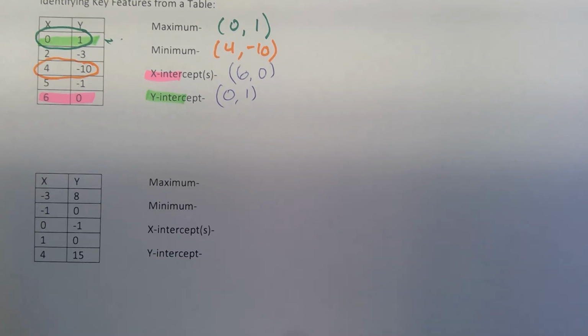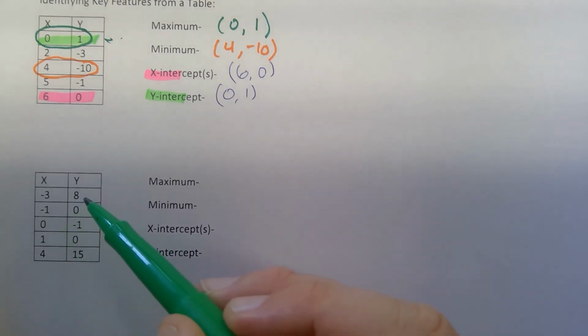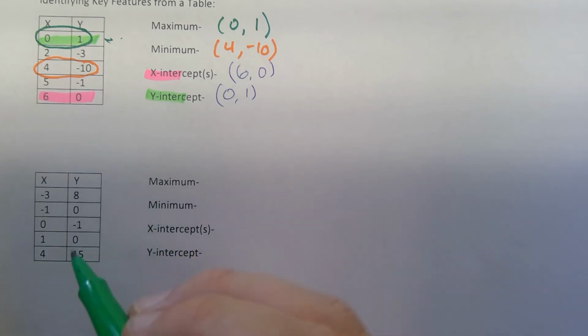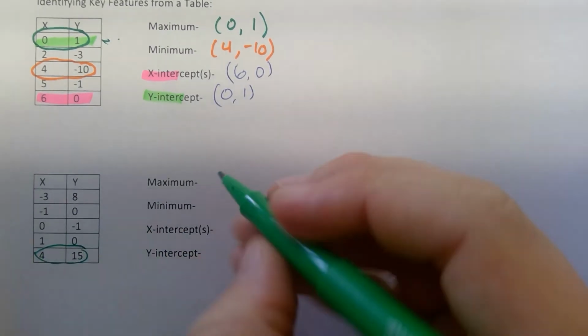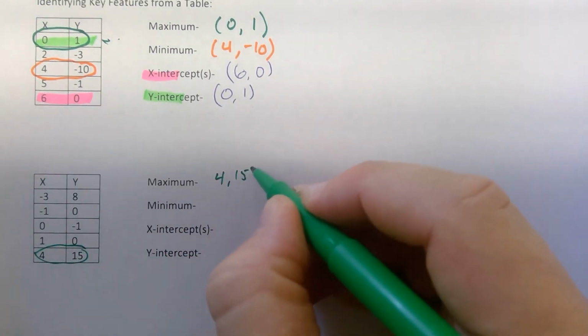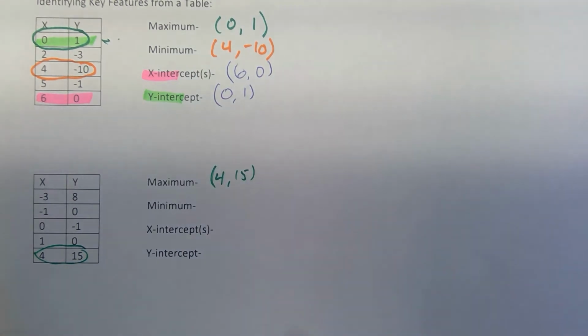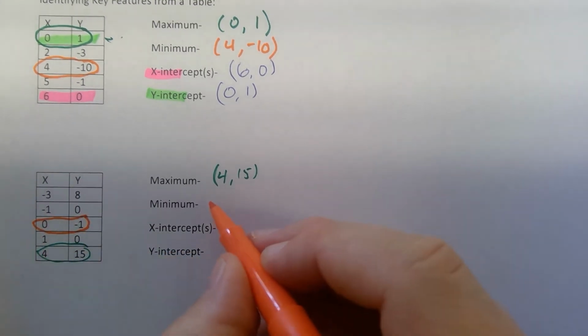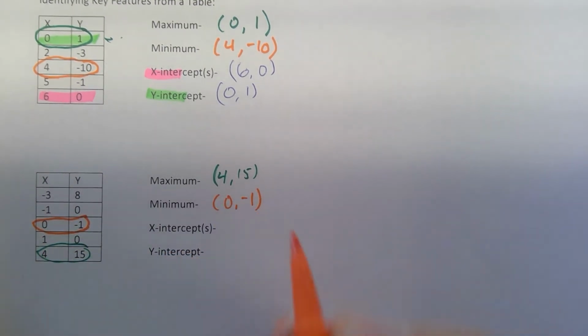For our maximum, look at my y values. What's the highest one? You've got 8, 0, negative 1, 0, 15. 15 is my biggest y value. I'm going to circle that and put down the whole ordered pair, 4, 15. Let's look for our minimum, my lowest y value. I've got 8, 0, negative 1, 0. Negative 1 is the smallest value there. So 0, negative 1.